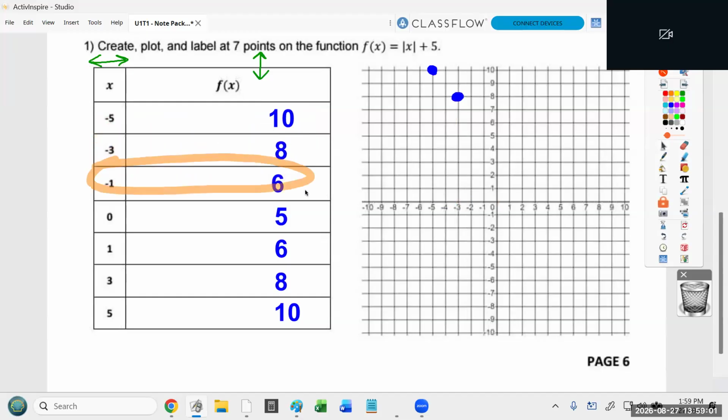Now I'm going to jump down, do -1, 6. So that means, again, start at the origin, go left 1, up 6. So put a point there now.